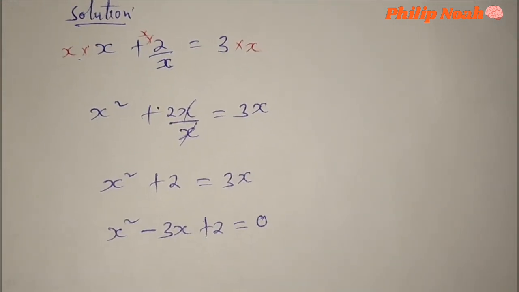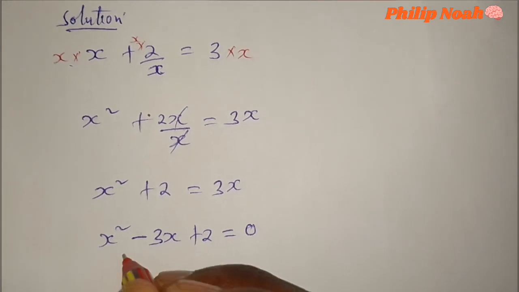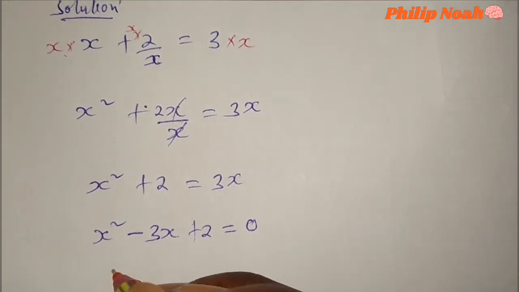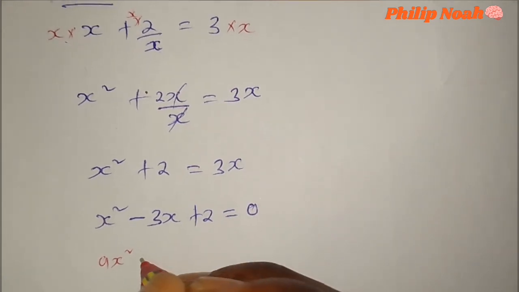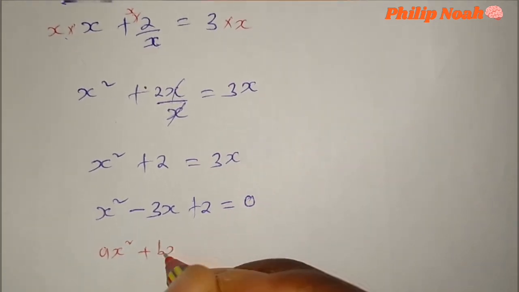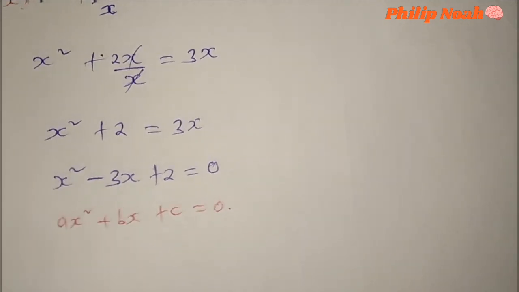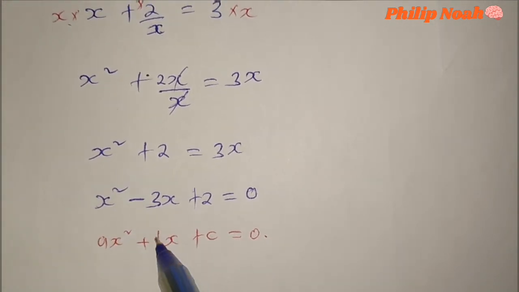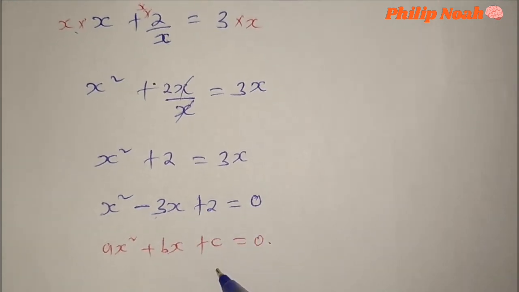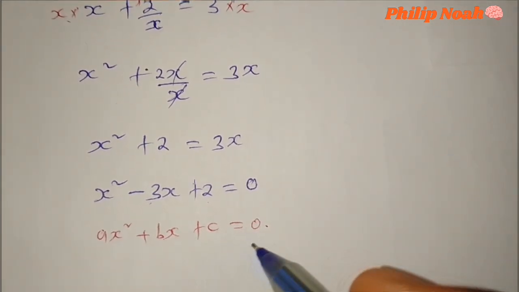I believe that you have noticed that this is a quadratic equation. As you can see, it's in the form ax squared plus bx plus c is equals to 0. In this case, our a is 1, b is negative 3, then c is 2, as you can see. So this is a quadratic equation.